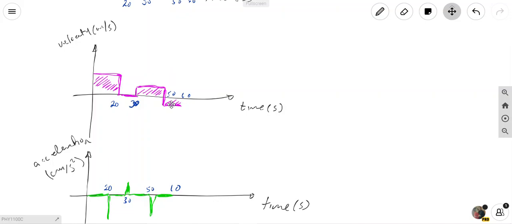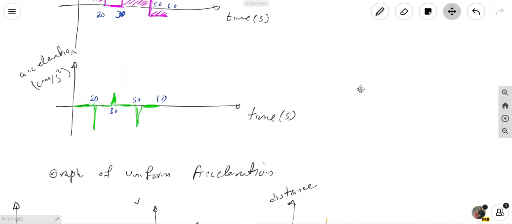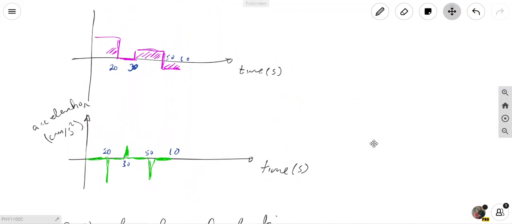Based on this graph of velocity versus time, we then obtain a graph of acceleration versus time. So there is a relation between the graph of velocity versus time and the graph of acceleration versus time. You can see how when there is a change in the magnitude of the velocity, we have a spike in the graph of acceleration versus time. So the acceleration from 0 to 20 seconds is 0 because the velocity here is constant. So the acceleration in this graph is 0.